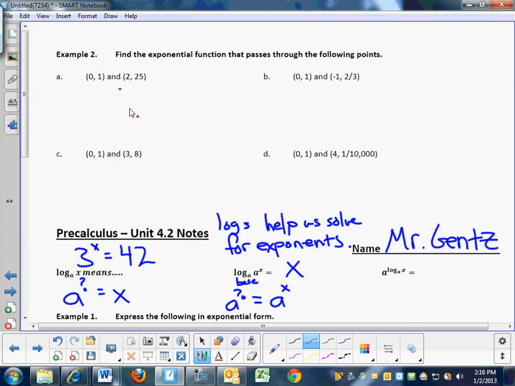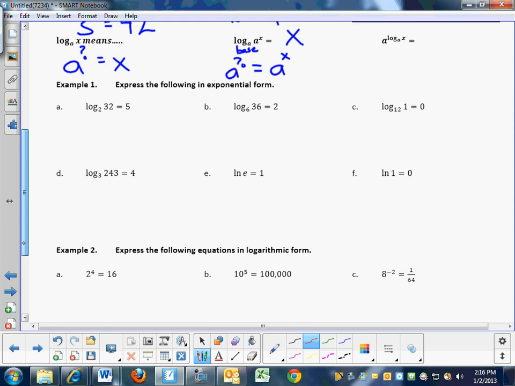If you look, log base a of a to the x, those go away and leave you with just x. Similarly here, a to the log base a of x, this is a base taken to an exponent, and as you have log base a, those go away, you're left with just x. Now I know that looks confusing, but trust me, we'll be able to solve it later on.